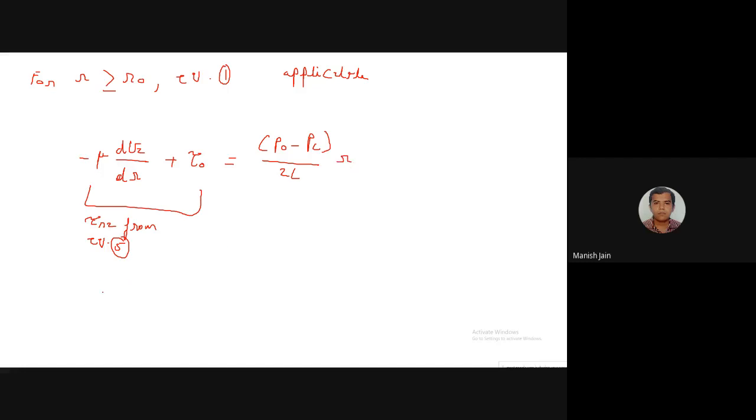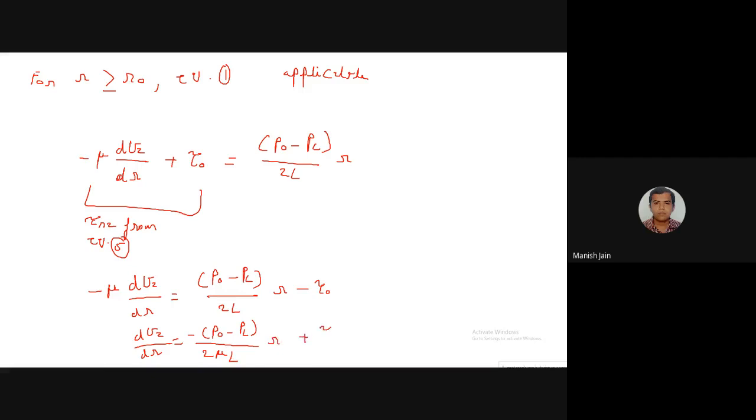This is a simple differential equation. You can easily solve this problem. This will become minus mu dvz by dr equal to P naught minus PL by 2L times R minus tau naught. Tau naught comes here. Now just rearrange: dvz by dr equals minus P naught minus PL divided by 2 mu L times R plus tau naught divided by mu.